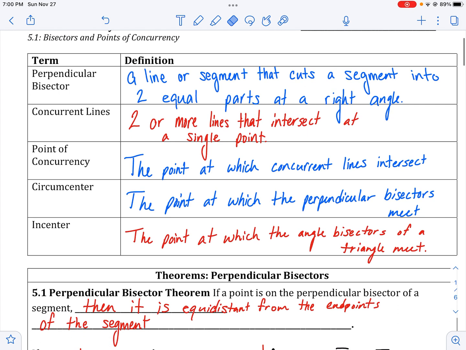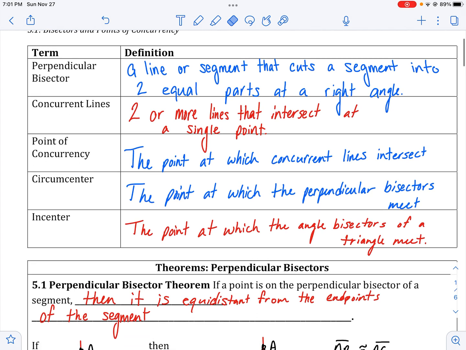I would ask you to just pause the video and fill out these definitions, and then unpause when you're ready to move on.